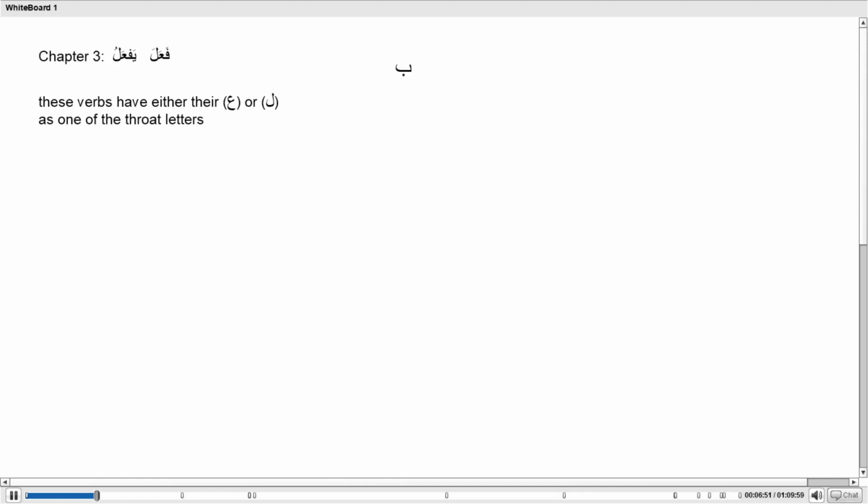So we find, for example, bada'a, بدأ يبدأ. Before this, let's write here فعل يفعل. Okay? بدأ يبدأ. فعل يفعل. Clear? بدأ means he started.